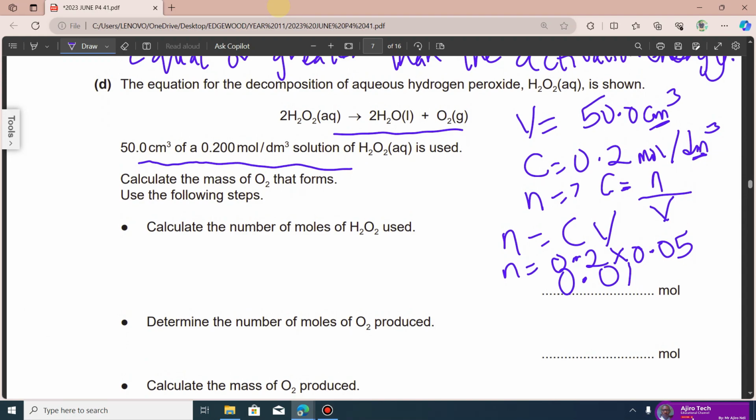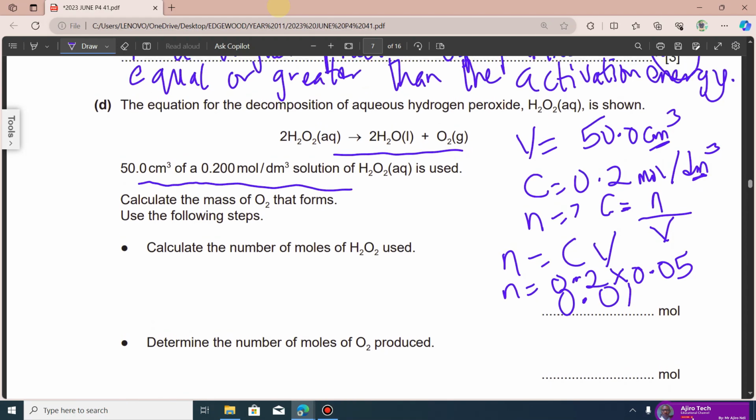Now, the next question says determine the number of moles of oxygen produced. Now, we go back to the equation and use the stoichiometry to get the number of moles of oxygen produced. Now, stoichiometry is to look at the coefficients of each of the compounds involved in this reaction. So, in this one, we have 2 moles reacting to produce 2 moles of water and then 1 mole of oxygen. Okay, so this is the stoichiometry. So what we are comparing now is hydrogen peroxide and oxygen gas. So that's about 2:1 in terms of hydrogen peroxide to oxygen gas.